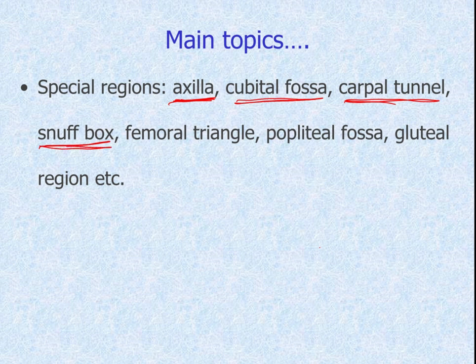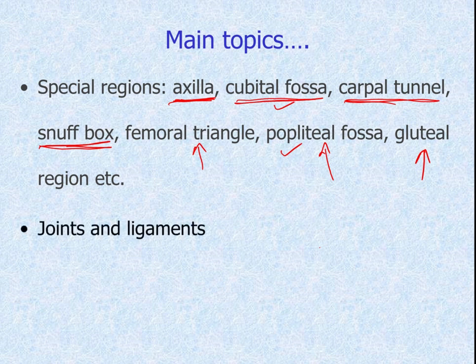Then when it comes to the lower limb, the anterior aspect of the thigh, there is an area called femoral triangle. Many important structures are there. Then you get popliteal fossa behind the knee, just like cubital fossa in the upper limb. Then you get the gluteal region in relation to the lower limb, that is the buttock area. So these are some of the special areas that you will study when you do the upper limb and lower limb.